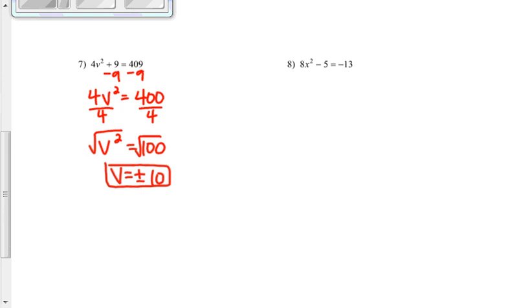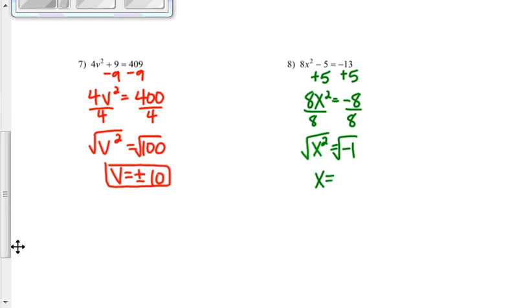Looking on number 8, I'm going to start by adding 5 to both sides. So I have 8x squared equals negative 8. Got to get rid of that 8, so I'm going to divide. So I have x squared equals negative 1. I'm going to take the square root, and then we've talked about how the square root of negative 1 is equal to i. So this is just plus or minus i. And that is your homework over Target 2.